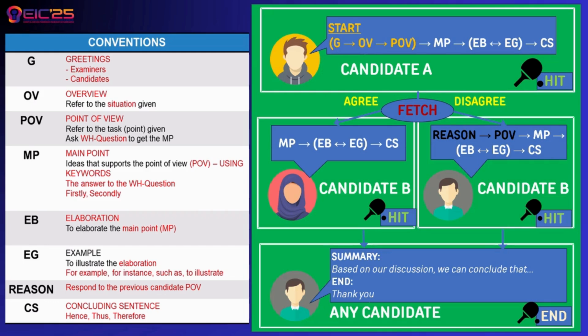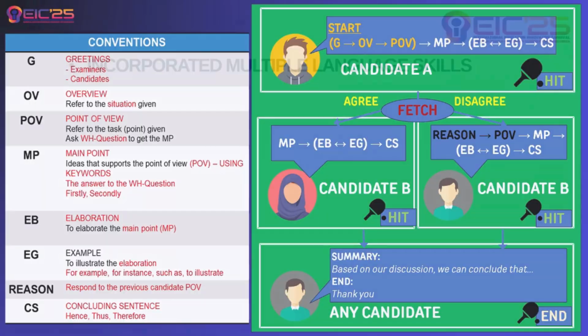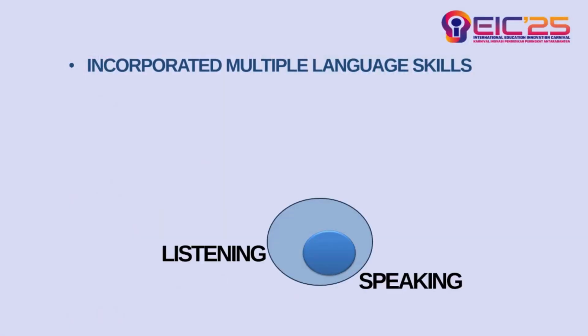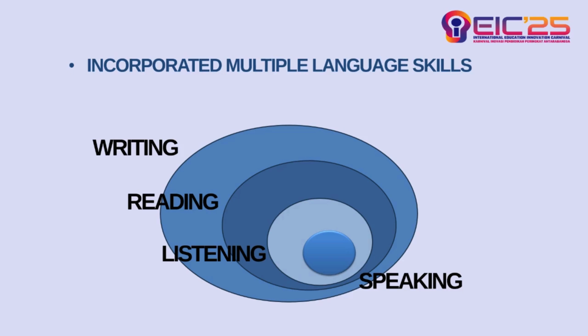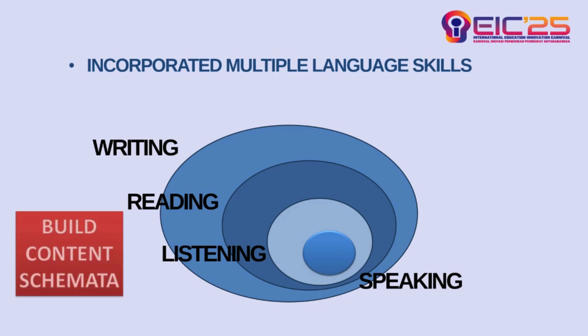It can be implemented over a 10-week period and integrates multiple language skills. While speaking is the primary focus, the approach incorporates listening as students track their peers' presentations and builds on reading and writing foundations to develop content schemata. This holistic integration helps students build confidence gradually as they master each component of effective communication, from developing individual ideas to sustaining meaningful group interactions.